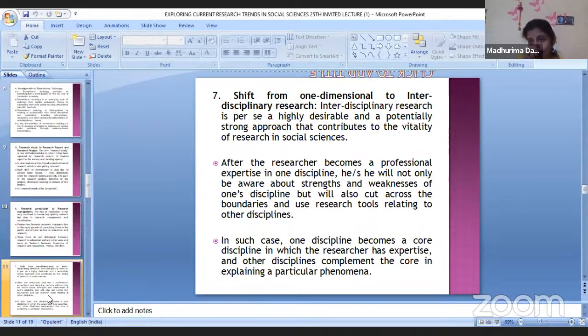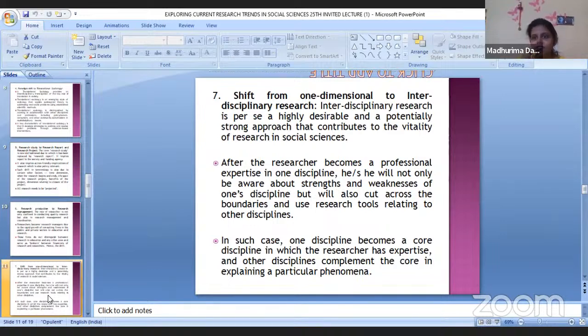Next is the shift from one-dimensional to interdisciplinary or multidimensional research. Nowadays, no research is one-dimensional. It always has a relation not only with the core discipline, but also with the allied disciplines surrounding it. So that means after the researcher becomes a professional expert in one discipline, he will not only know the strength and weakness of one's discipline, but will also know the strength and weakness of other disciplines as well.